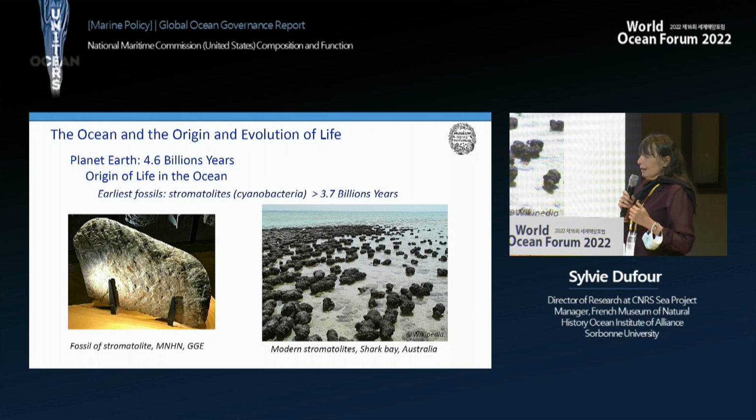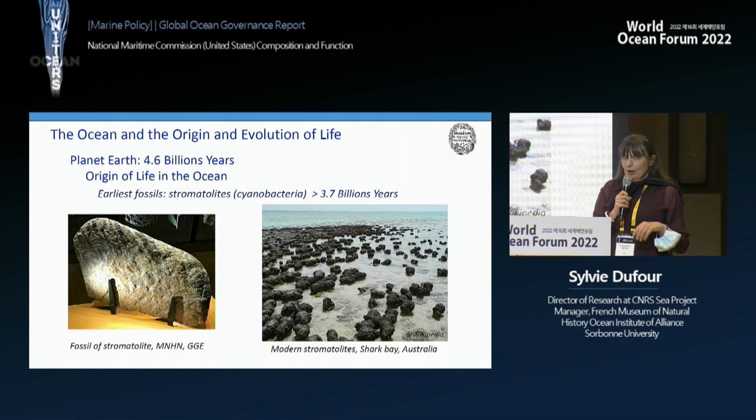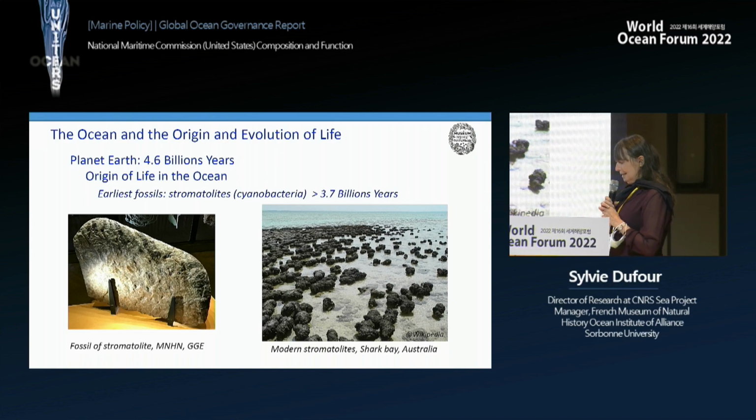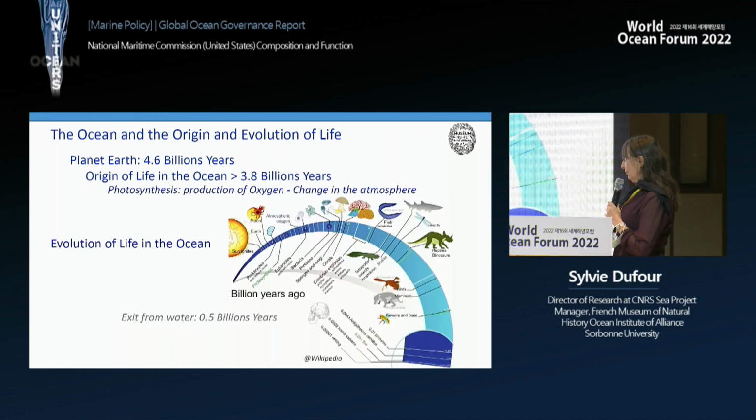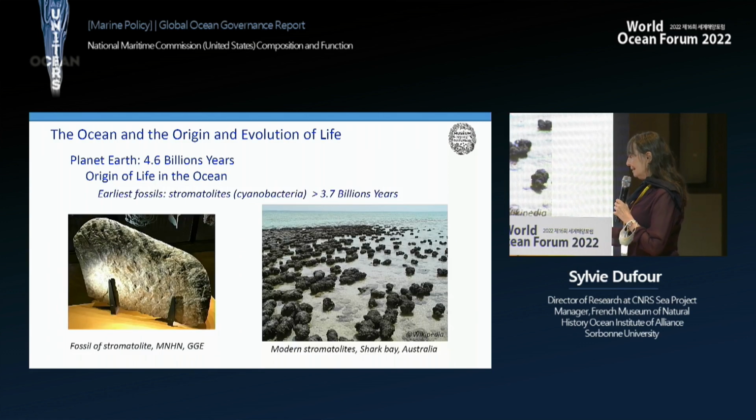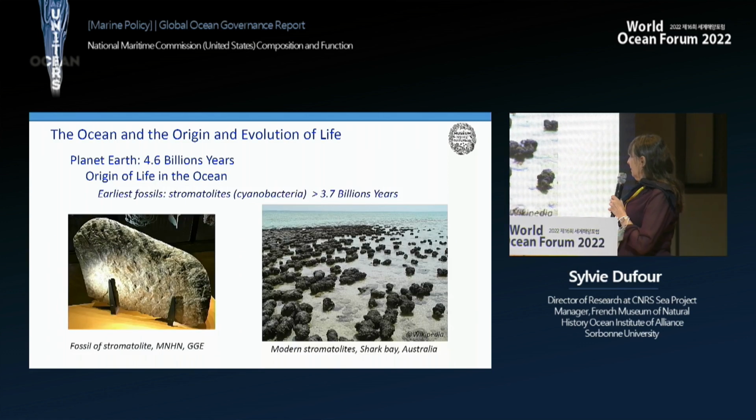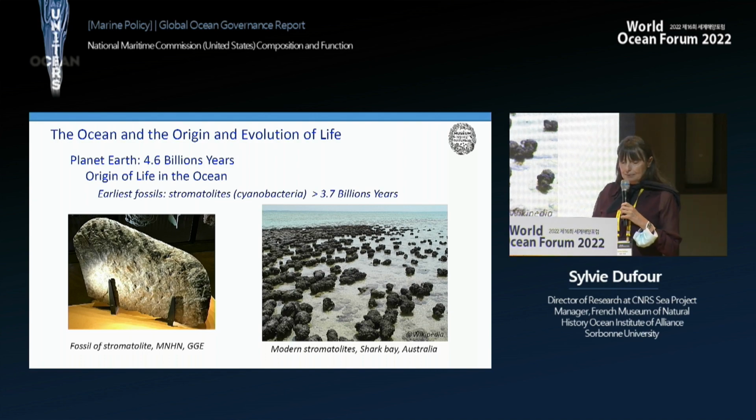The ocean was at the origin of life on Earth. Life appeared at least 3.7 billion years ago, and the most ancient fossils are these kinds of stones, stromatolites, that are 3.7 billion years old. Here is a specimen present in the gallery of the Museum of Natural History. It is a structure made by microorganisms, a kind of cyanobacteria. And remarkably, this kind of structure still exists today, and can be seen in Australia.